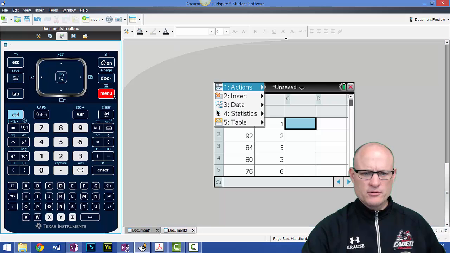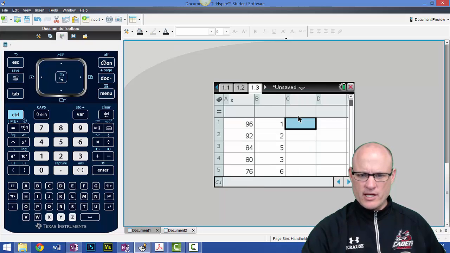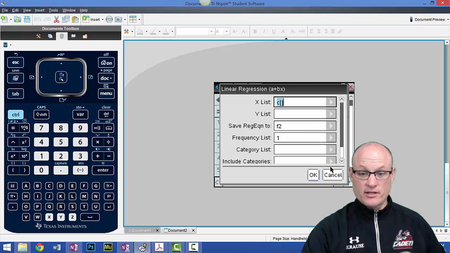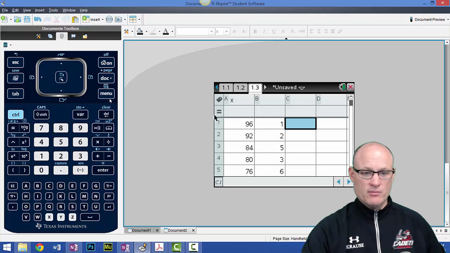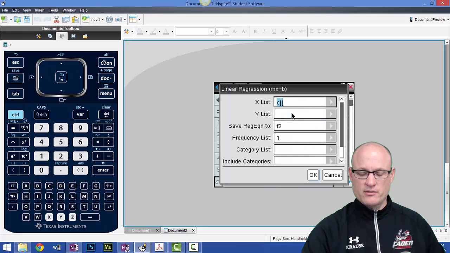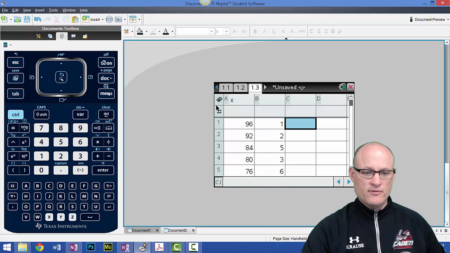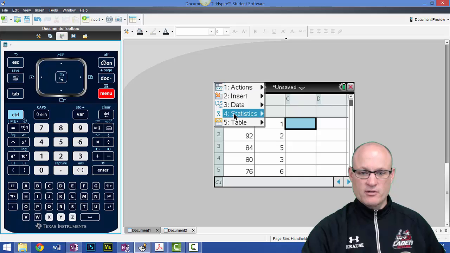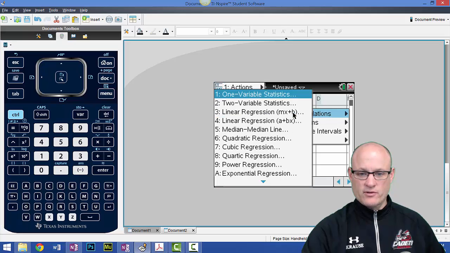Menu, statistics, stat calculations. I did linear regression. Keep hitting the wrong thing. Menu, statistics, stat. Oh, I forgot you just have to hover on this thing. Statistics, stat calculations.